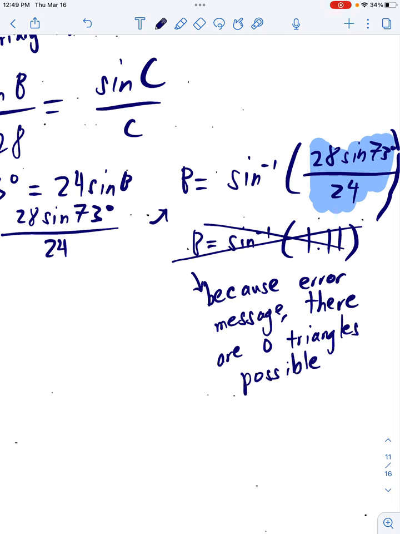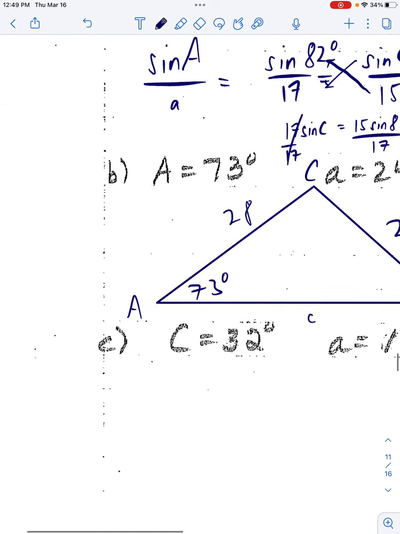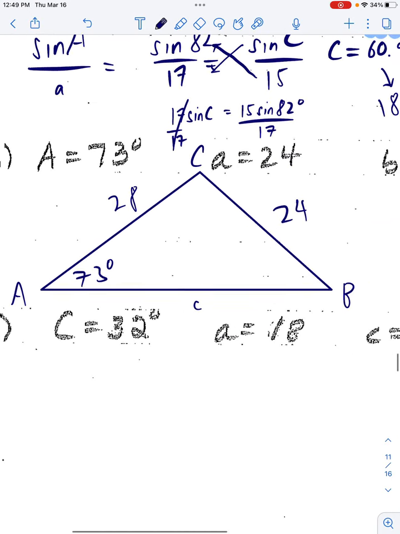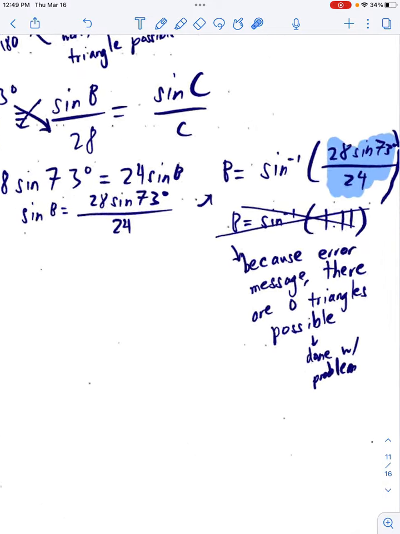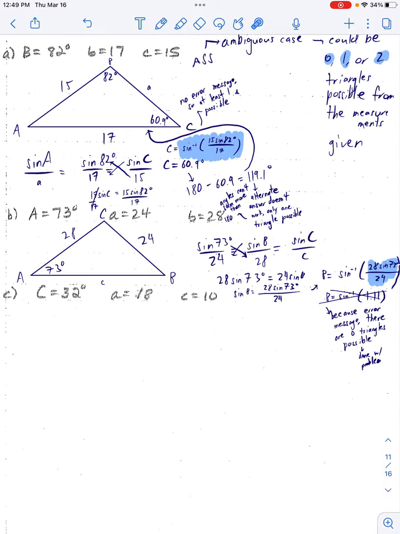Okay, and then we're done with the problem. It is metaphysically impossible to draw a triangle with a 73-degree angle and then two sides of length 28 and 24, okay? All right, so because there was an error message, there are 0 triangles possible.